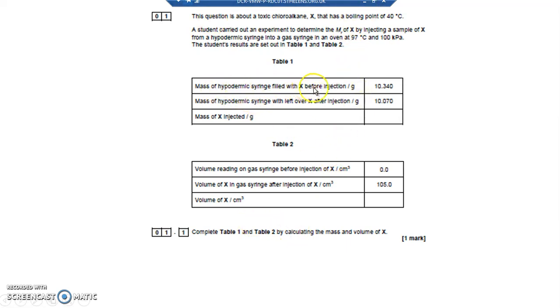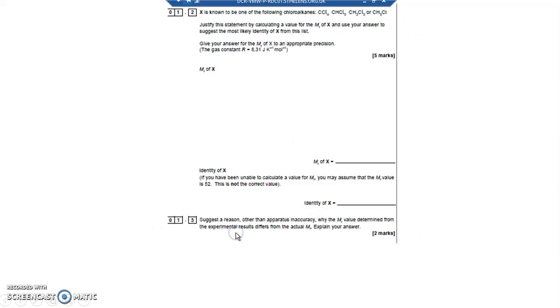So the mass of the hypodermic syringe before injection, after injection, subtract the 2, you'll work out the mass of X injected, 0.270. The volume of X in the gas syringe after injection goes up to 105, so the volume of X is 105. X is known to be one of the following. Determine the MR of X and identify which one it is. Give your answer to an appropriate precision. The gas constant R is 8.31.